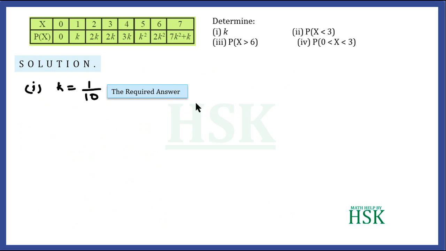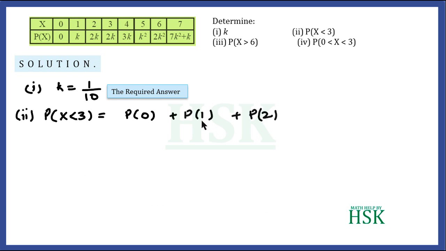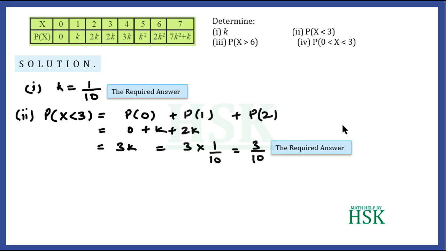This is the required answer for the first part. The probability for the value of X less than 3 would mean the probability of 0 plus the probability of 1 plus the probability of 2, because the values of the random variable less than 3 are 0, 1 and 2. The probability of 0 is 0, the probability of 1 is k, the probability of 2 is 2k. So this will be equal to 3k, or 3 into 1 by 10, or 3 by 10. So the probability when X is less than 3 is equal to 3 by 10. This is the required answer.